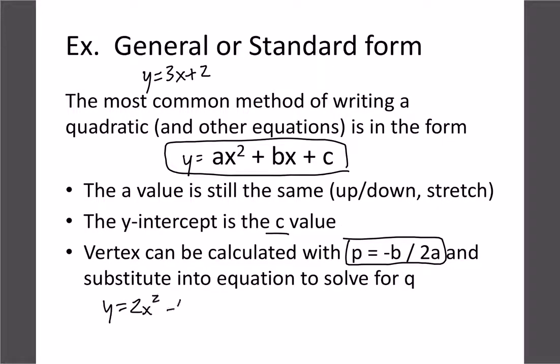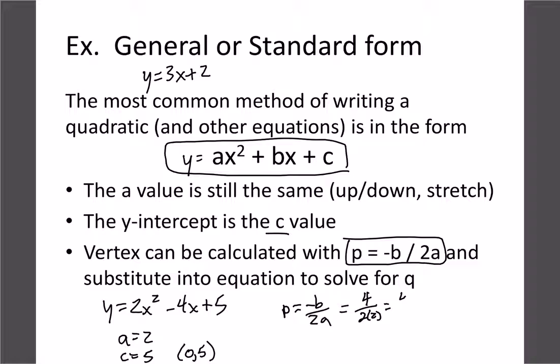So 2x squared minus 4x plus 5. Looking at this equation, we see that a equals 2, that's our front number, and our c equals 5, so that means we have a y-intercept at (0, 5). So we have a coordinate. And now using this new formula, we know that p equals negative b over 2a. So that would be 4 over 2 times 2, which is also 4. So we end up getting a p of 1.